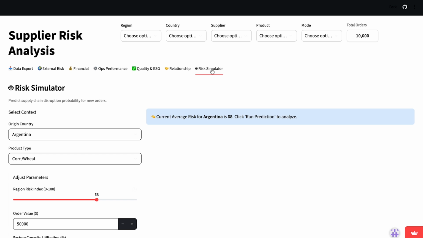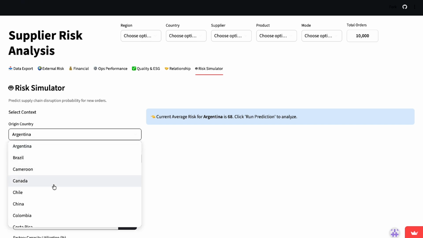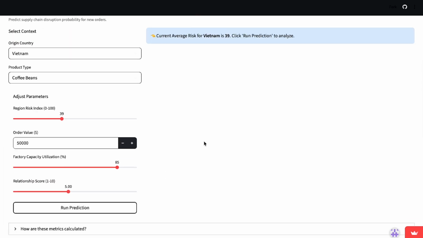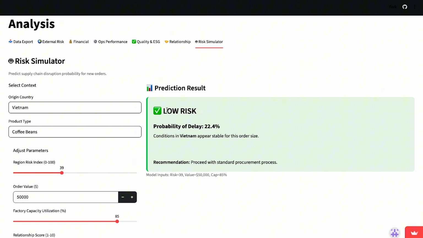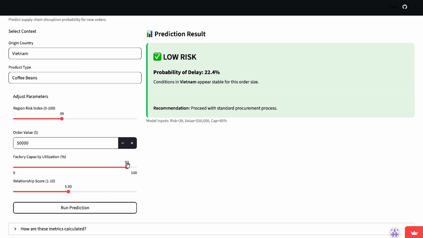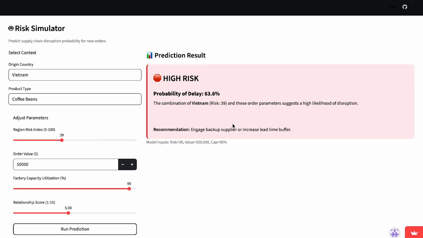We have an aggregation of all these metrics we discussed, which allows planners to test what-if scenarios. Let's select Vietnam as a country here and run prediction. It will predict as low risk. But once I change the capacity to 95%, it immediately gives high risk, which ignores the safer region.